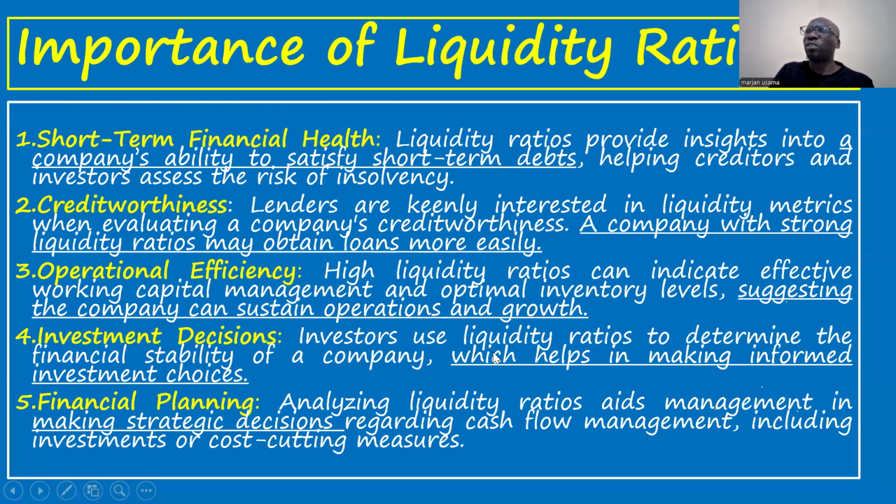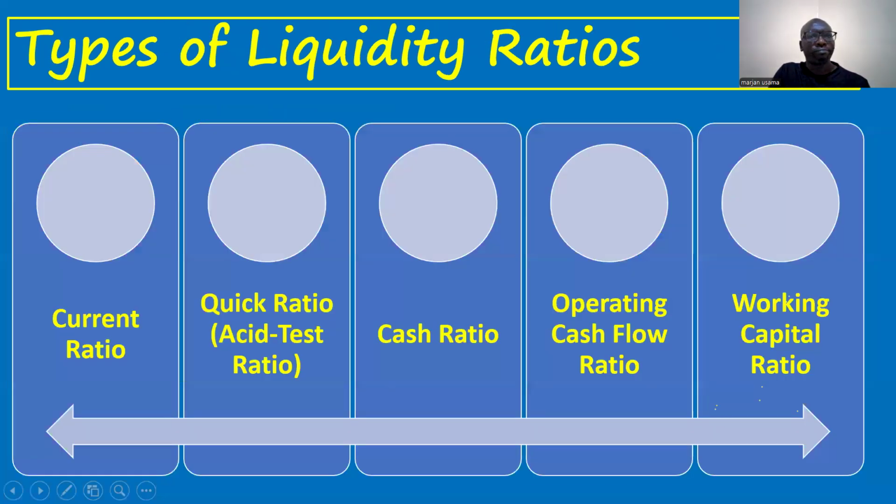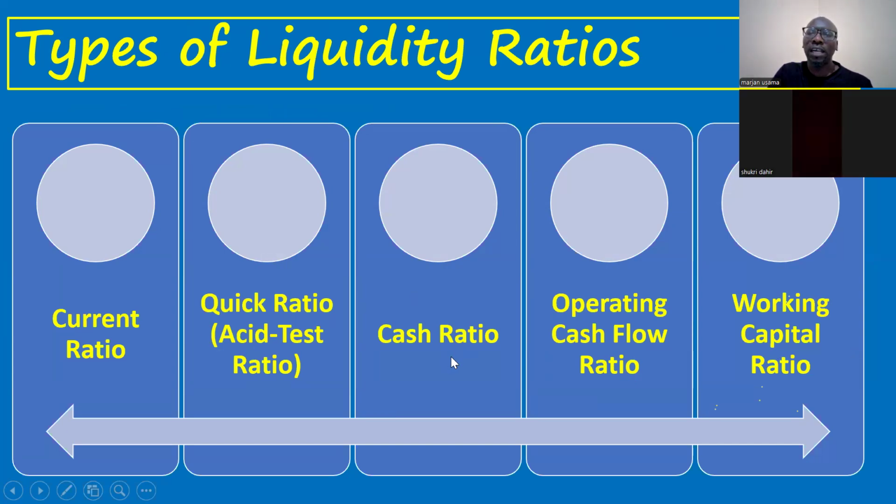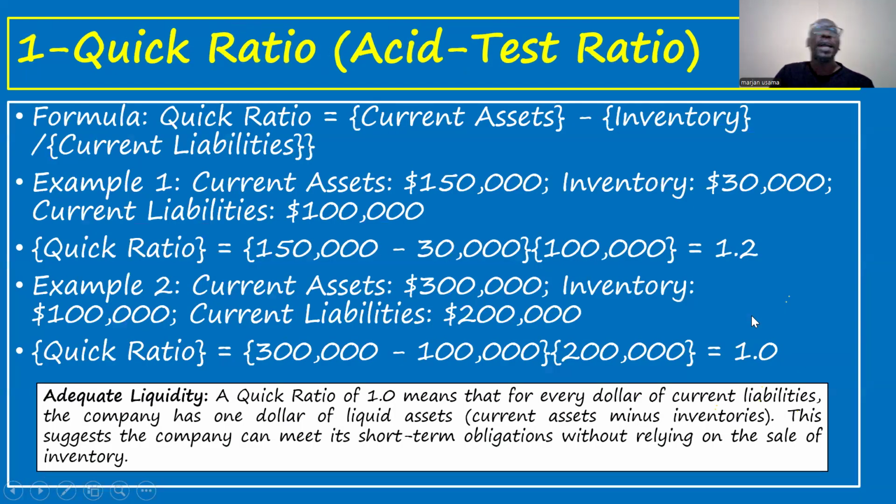And we have the importance of the liquidity ratios. Now, talking about the types of liquidity ratios, we have the current ratio, we have the quick ratio. Another word for the quick ratio is the acid test ratio. We have the cash ratio, operating cash flow ratio, and the working capital ratio. So we shall be covering the quick ratio, the cash ratio, the operating cash flow ratio, then the working capital ratio. Now, let us start with the quick ratio.